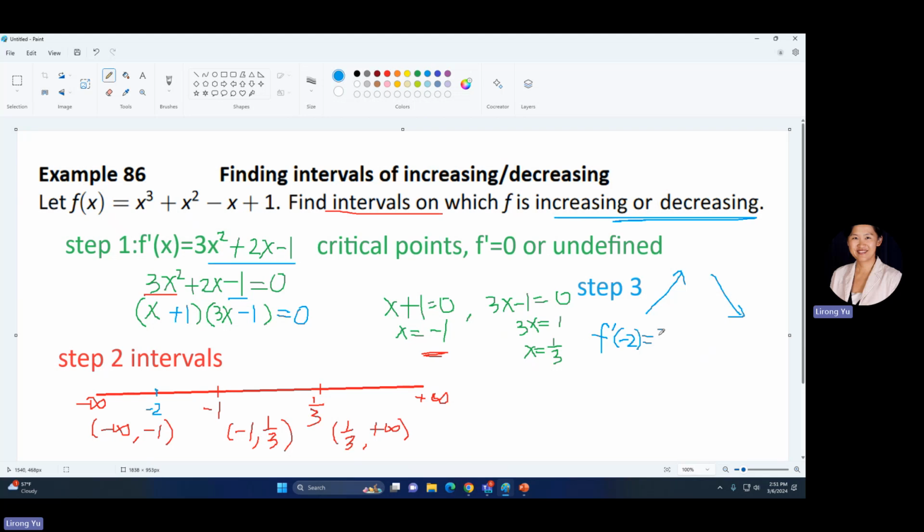So you're going to do 3 times (-2) squared plus 2 times -2, and then -1. The square makes the negative number positive, so this is actually 4. 3 times 4 is 12. So 12 minus 4 minus 1 is equal to 7, which is positive.